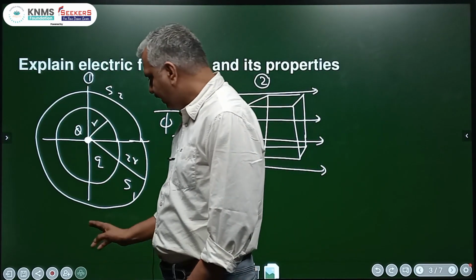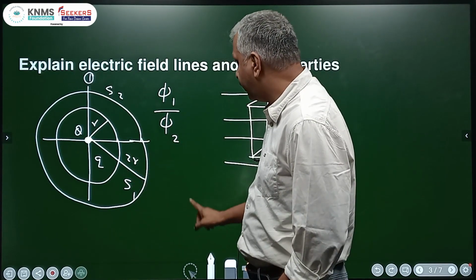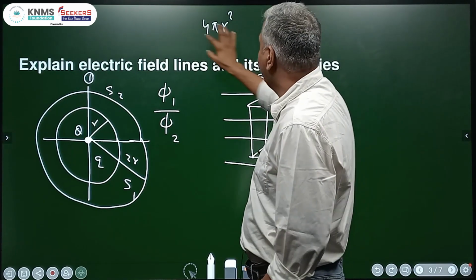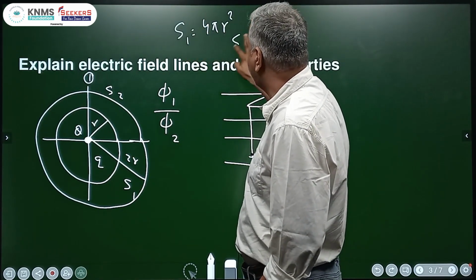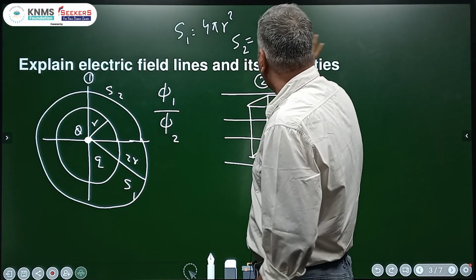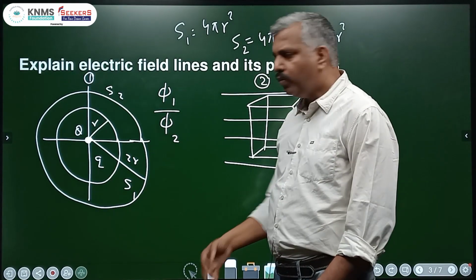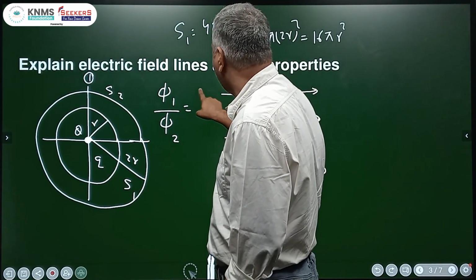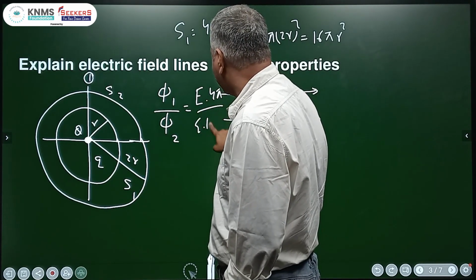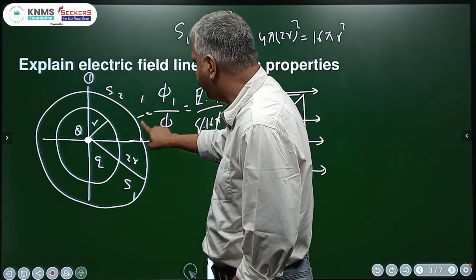Now, what have we said? Electric flux is equal to E dot A. The area of a sphere is 4 pi r squared. So the area of S1 will be 4 pi r squared, and the area of S2 will be 4 pi (2r) whole squared. When I remove the brackets, it will become 16 pi r squared. So you may be tempted to say it is E into 4 pi r squared divided by E into 16 pi r squared. You can cancel everything and say it is equal to 1:4.